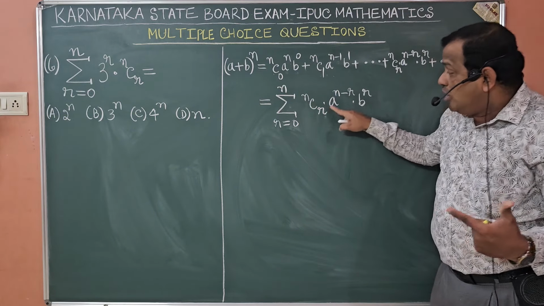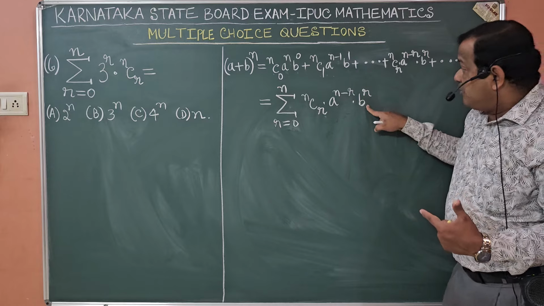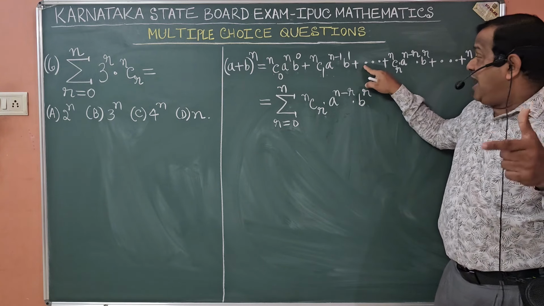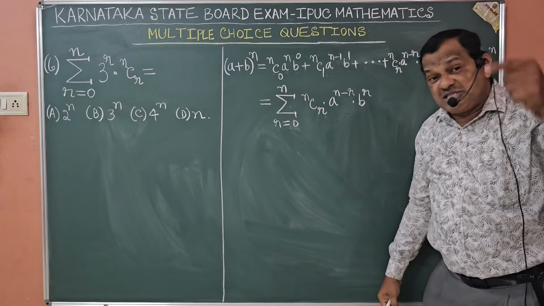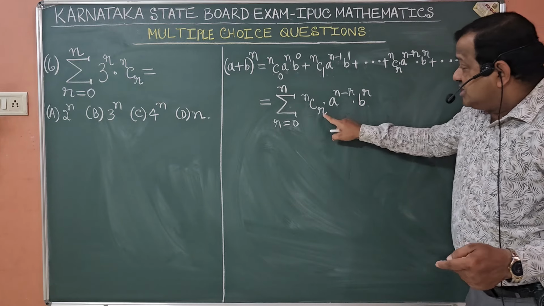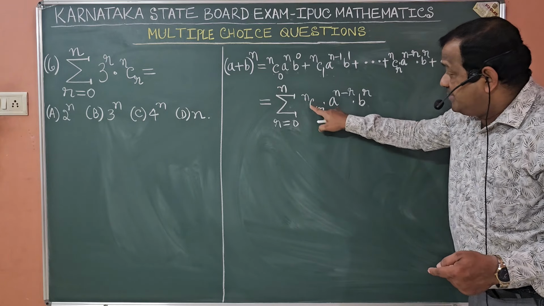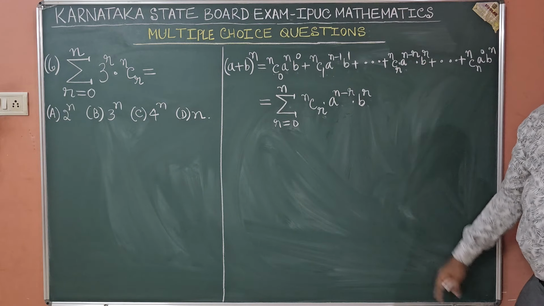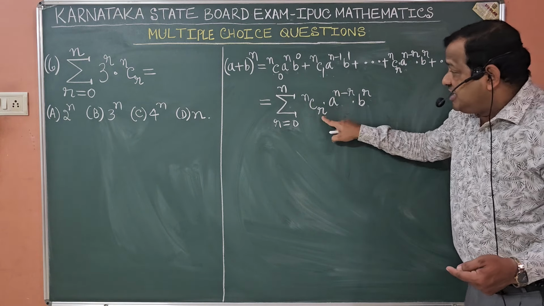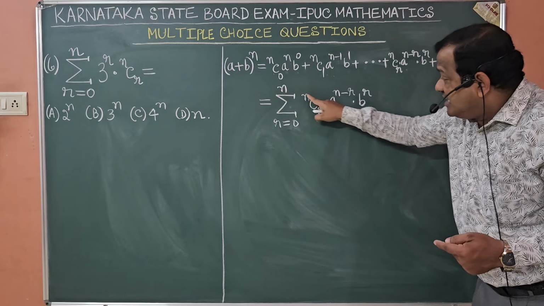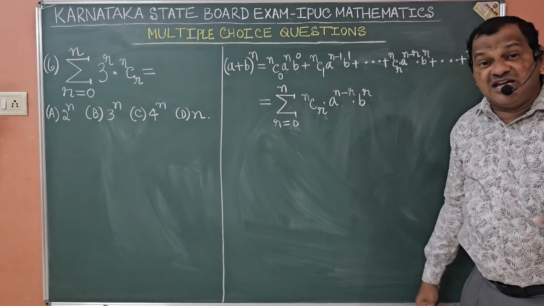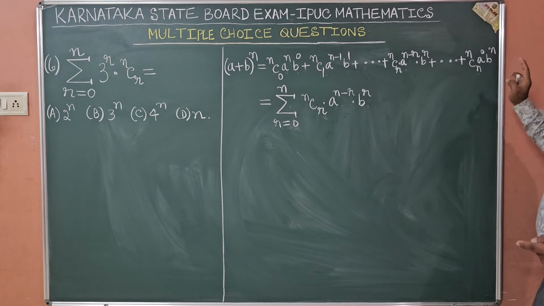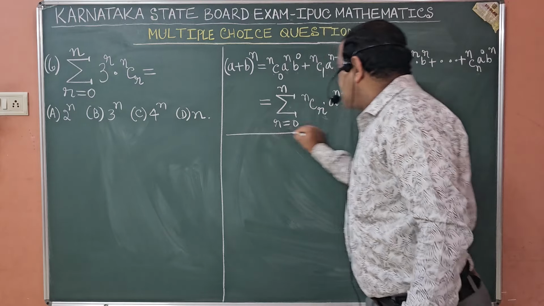We get nC2 a power n minus 2 into b power 2. That term is there. We have written dots, which means the terms are there. Plus so on. When you put r, you get the most general term nCr a power n minus r into b power r, and so on. To get the last term, put r equal to the last value, n. You get nCn a power n minus n, a power 0, into b power n. That is written here.